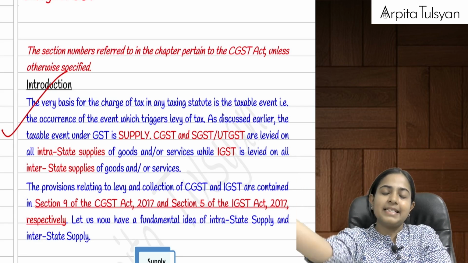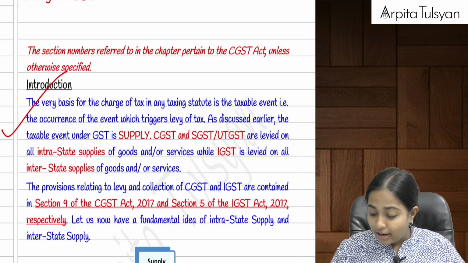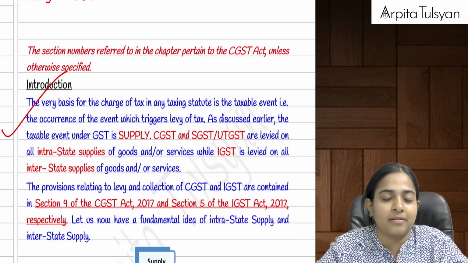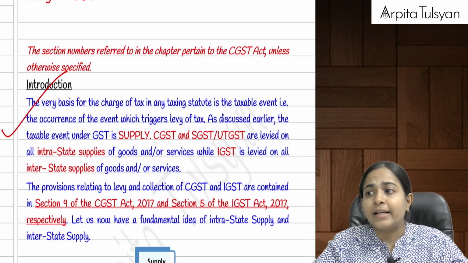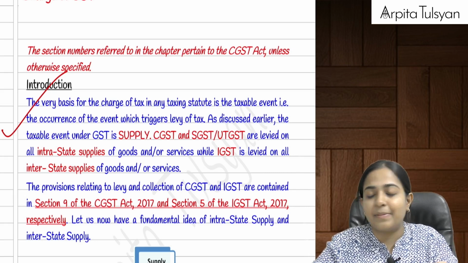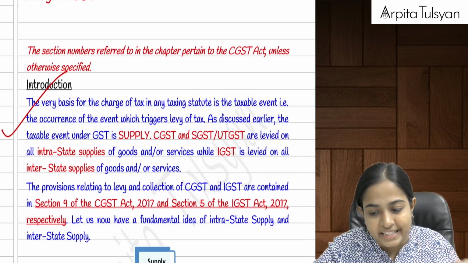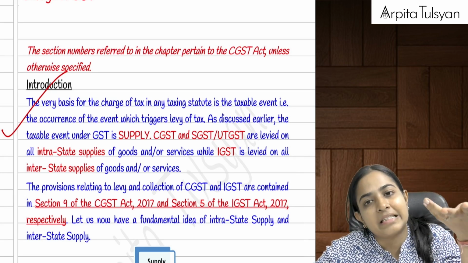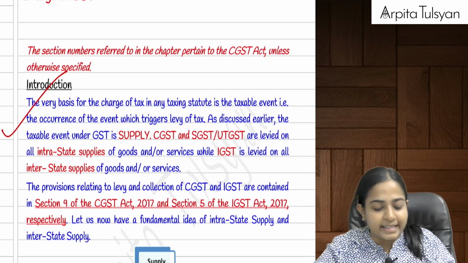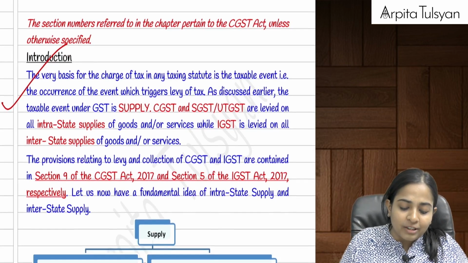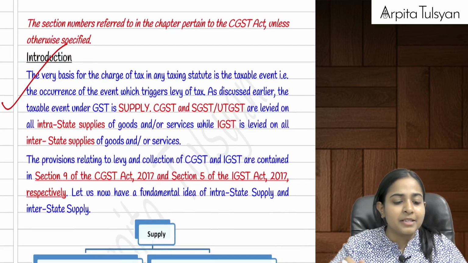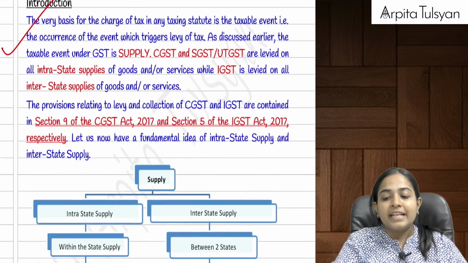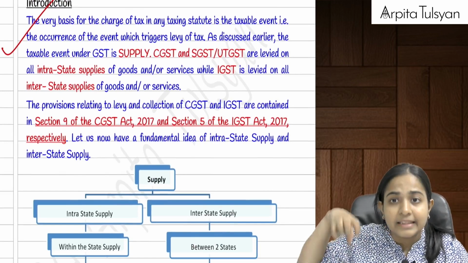Now listen, in supply also we need to understand, just like we had seen what type of taxes are levied whenever the event is a supply. There can be CGST applicable, SGST applicable, UTGST applicable, IGST that can be applicable. But now we need to understand when do we apply CGST, SGST, when do we need to apply IGST, and so on. For that particular purpose, what are they trying to tell us in this particular chapter? Here we are going to study the taxable event.